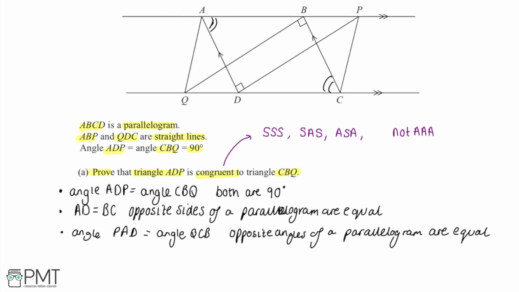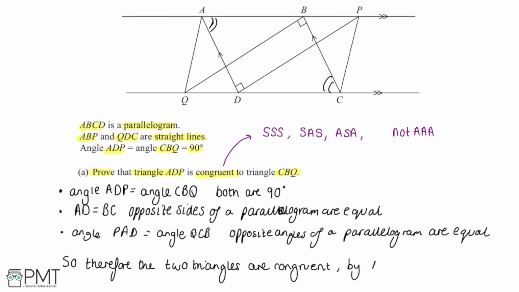So now we've proven that there's an angle and a side and another angle in the first triangle which is equal to that of the second triangle. So we can therefore conclude that the two triangles must be congruent. And that is by the principle that we've used, angle, side, angle. So there are two angles and the side.